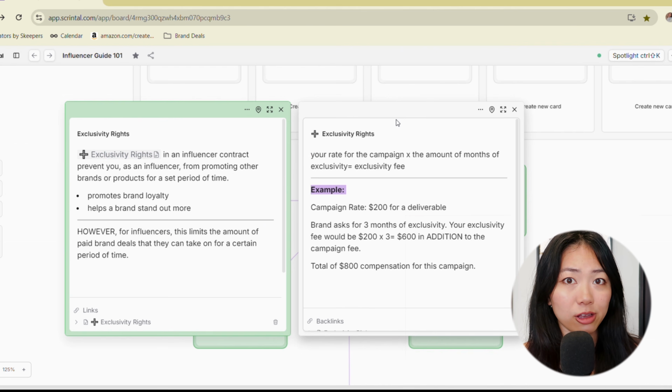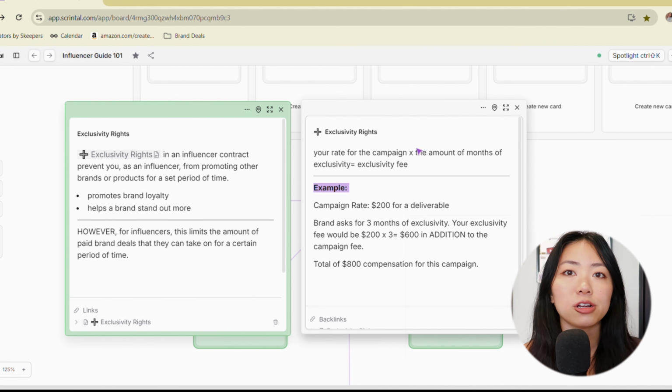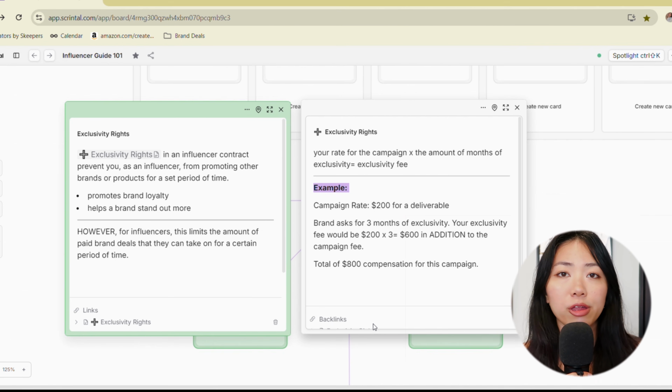So to compensate for that loss of money, that means you can charge an exclusivity fee to help compensate for the money that you would be making from other brand deals during that set period of time. Exclusivity rights are typically your rate for the campaign times the amount of months that they're asking you for exclusivity.